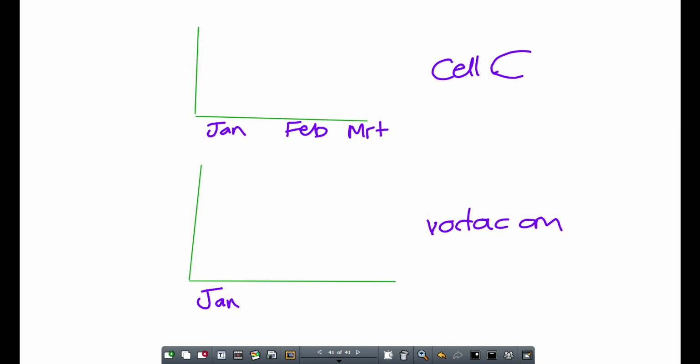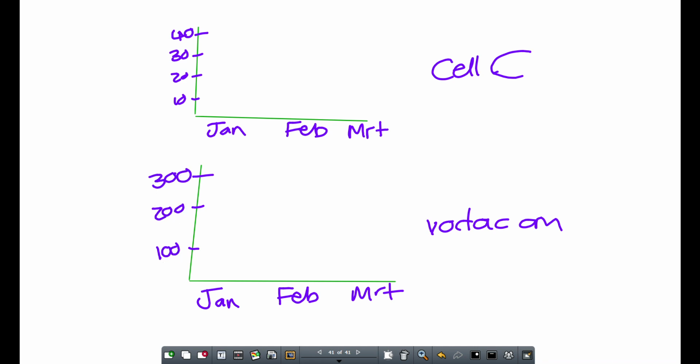Okay, so in a time frame of 3 months, they want to tell you that the price of Vodacom basically didn't even go up almost, né? So hier maak hulle dit R10, R20, R30, R40, né? Okay. But look at this. 100, 200, 300. Né?